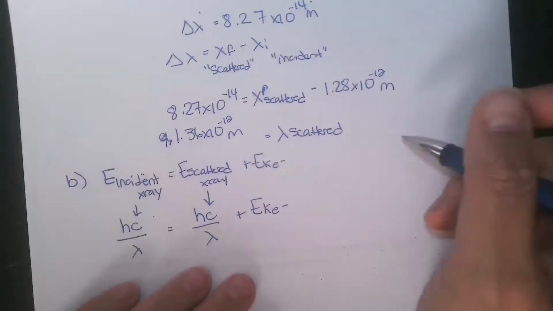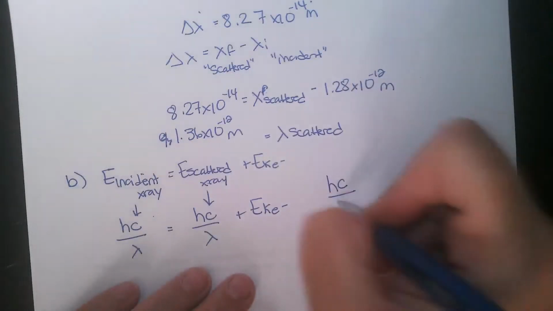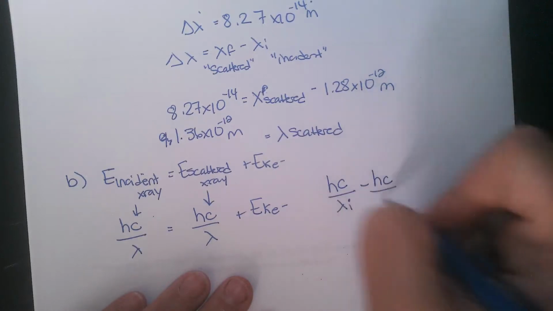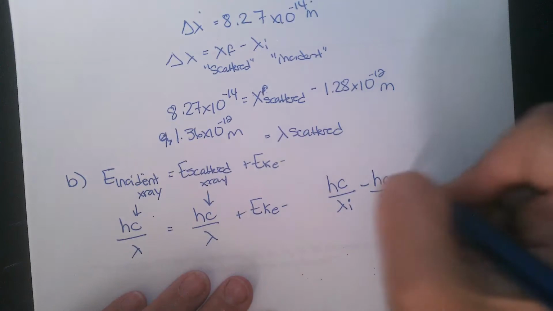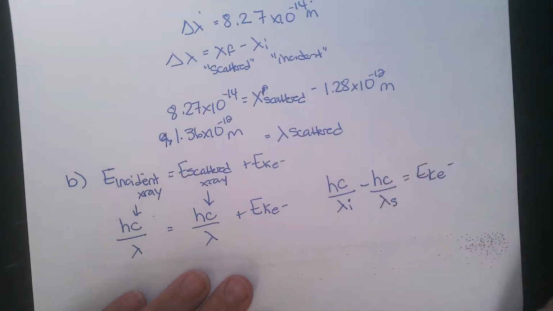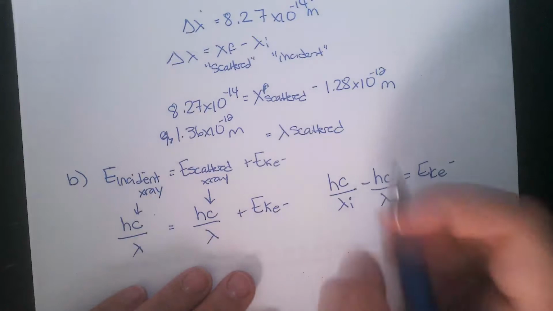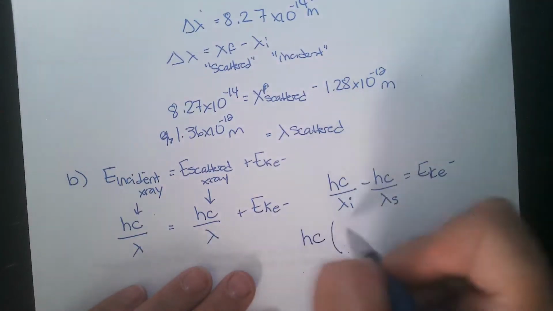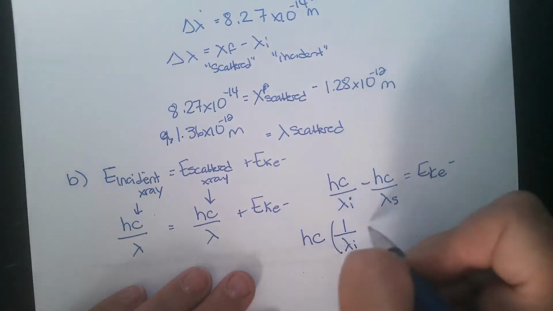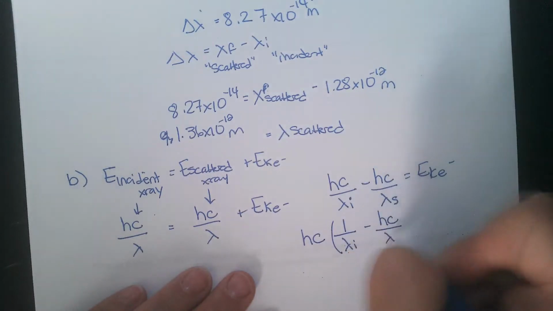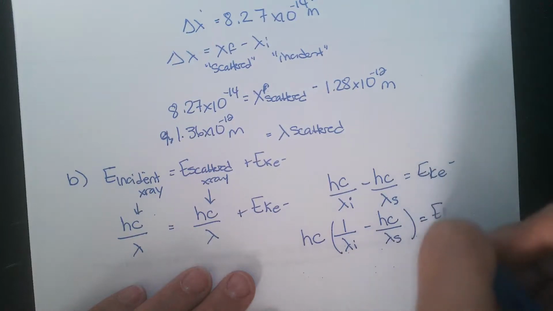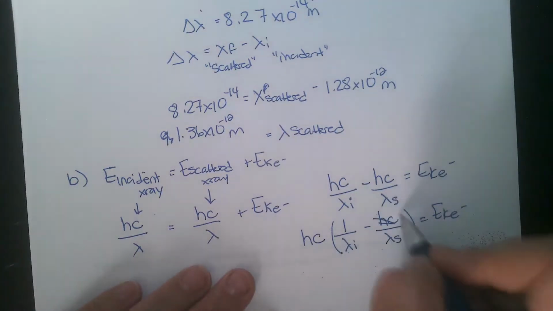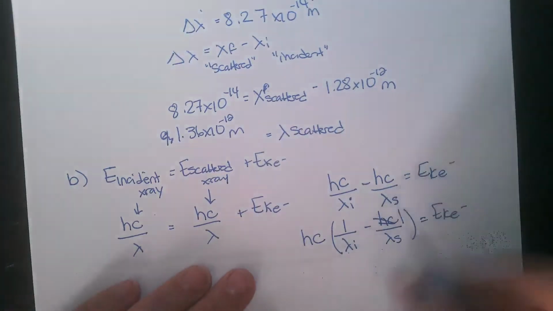When we do the fancy math and we go hc over lambda incident minus hc over lambda scattered, it's going to be equal to our electron's kinetic energy. So we can write this all out, or what we can recognize is that we have hc multiplied by 1 over lambda initial minus 1 over lambda scattered is equal to the kinetic energy. All I've done is pull out the like terms.